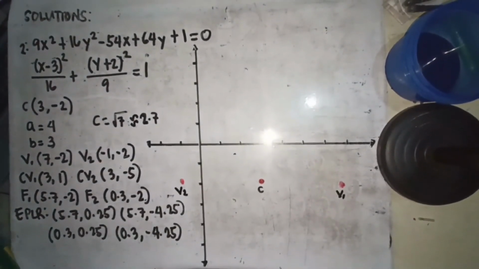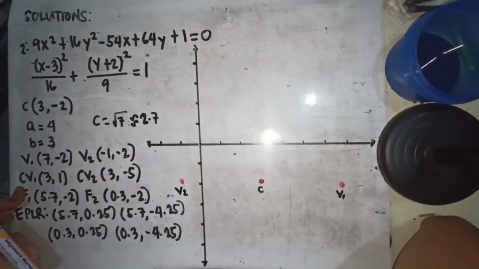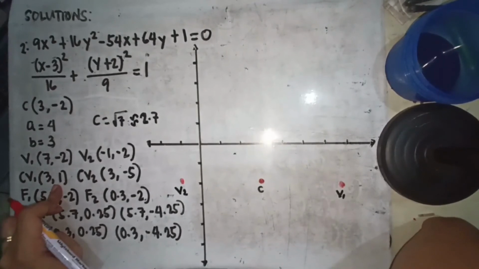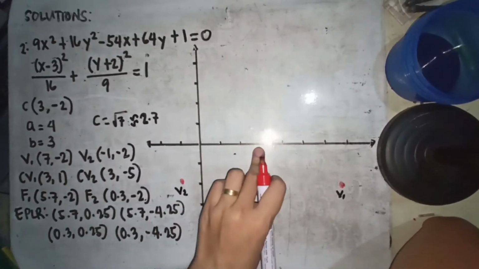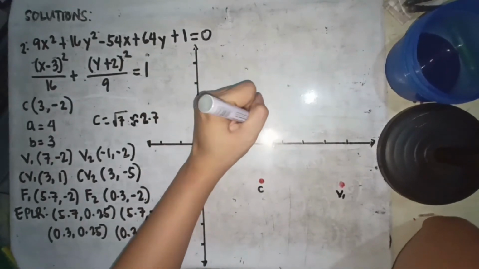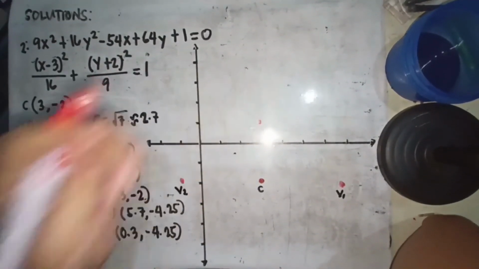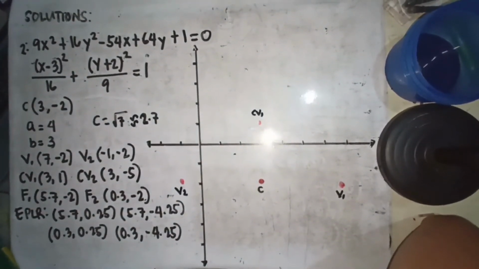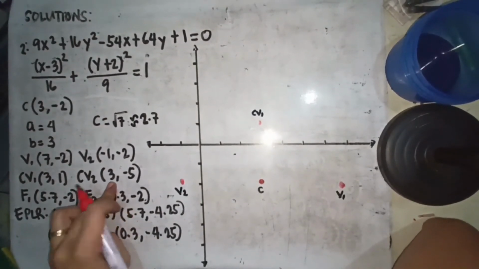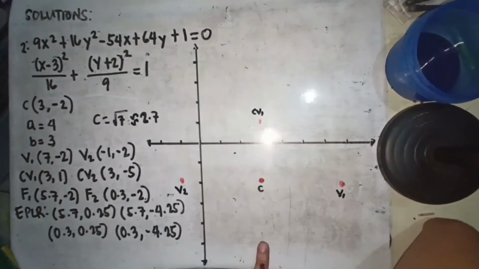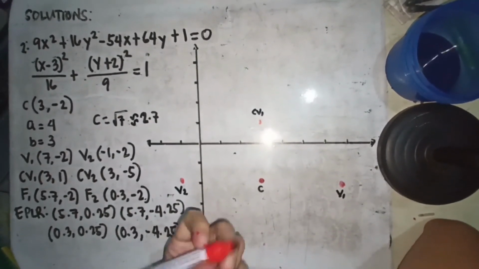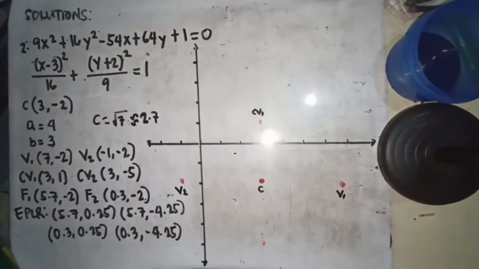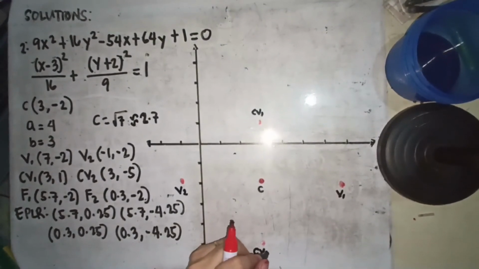We also have our CV, or our co-vertices. CV sub 1, we have positive 3 and 1. So, we have 1, 2, 3, and 1. So here. Okay, this is CV sub 1. Next, for our CV sub 2, we have 3 and negative 5. So 3 and 1, 2, 3, 4, 5. Therefore, here. Okay, this is CV sub 2.